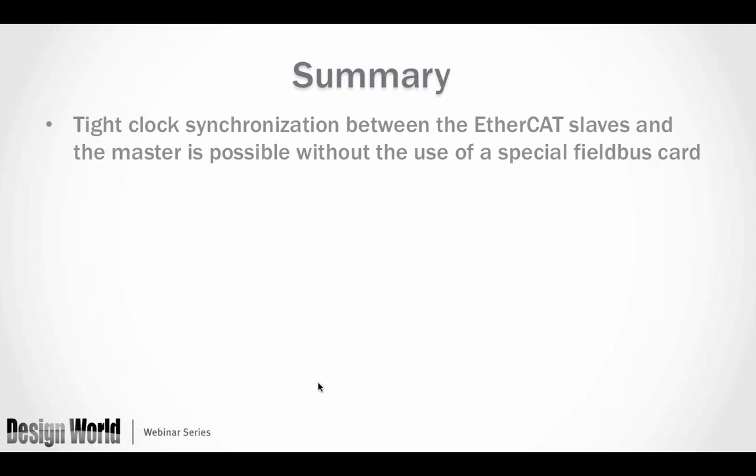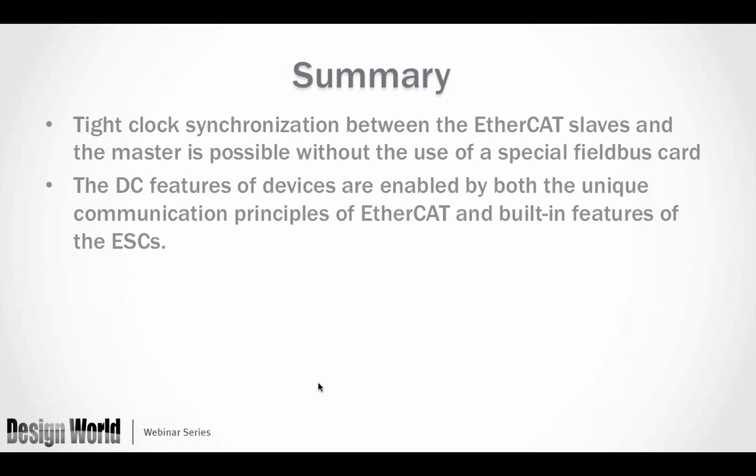So a summary of what we've just gone through very quickly here is that in EtherCAT we can have a tight synchronization between the EtherCAT slaves and the master without the use of a special fieldbus master card for EtherCAT. And these DC features of devices are enabled by both the unique communication principles of EtherCAT and built-in features of the EtherCAT slave controller chips.